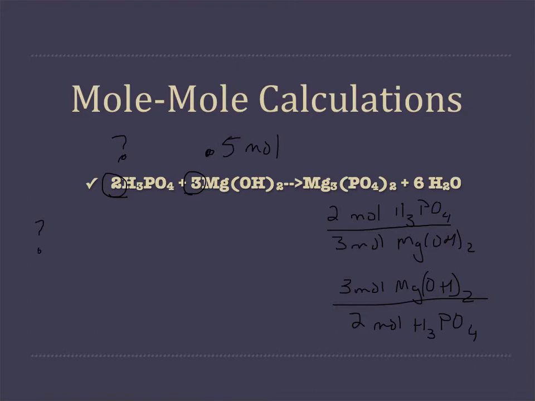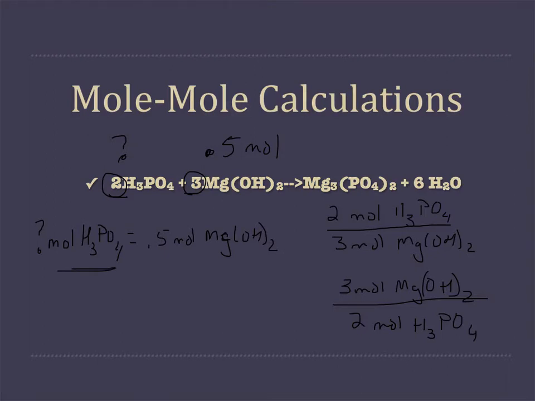All right, so always ask, what are you trying to find? Do our little question mark. This is coming back. We're going to do this all the time now. We want to know how many moles of H3PO4 we can have if I have 0.5 moles of Mg(OH)2. Now think about it, we've got to get the moles of magnesium hydroxide to cancel, and we want to end up with moles of H3PO4.